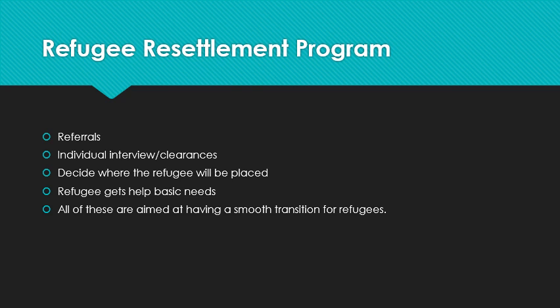Many of the refugees go to larger states, such as Texas, but each state usually takes at least some refugees. After they decide where the refugee will be placed, they help the refugee with basic needs such as housing, medical assistance, money, job readiness programs, English as a foreign language classes, and more. All of these are aimed at having a smooth transition for the refugees and to improve their quality of life.